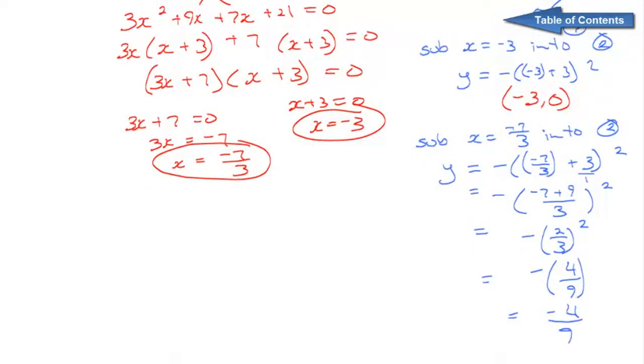So my first solution, if we recall, was negative 3, 0. My second solution is going to be the ordered pair. Remember what I substituted in? I substituted in the negative 7 over 3, and what did I end up getting out? I got out negative 4 over 9. Those are my two solutions, highlighted in yellow.